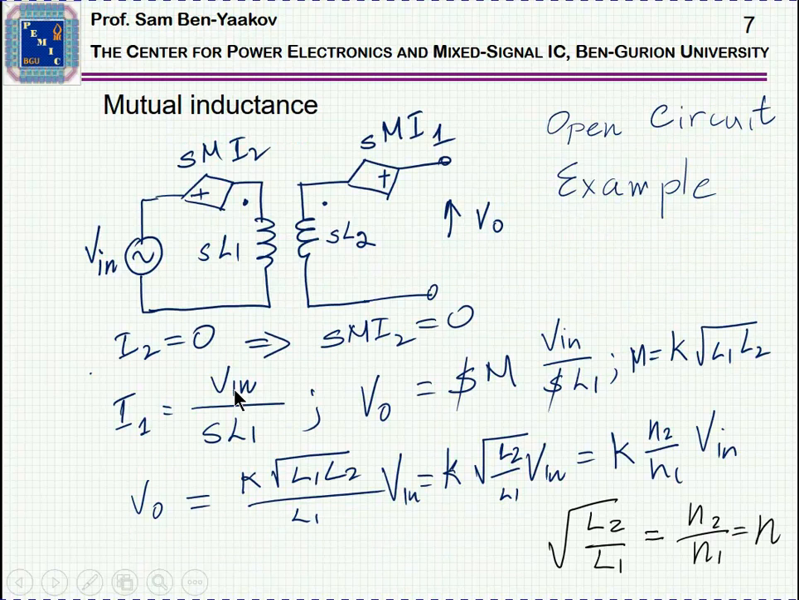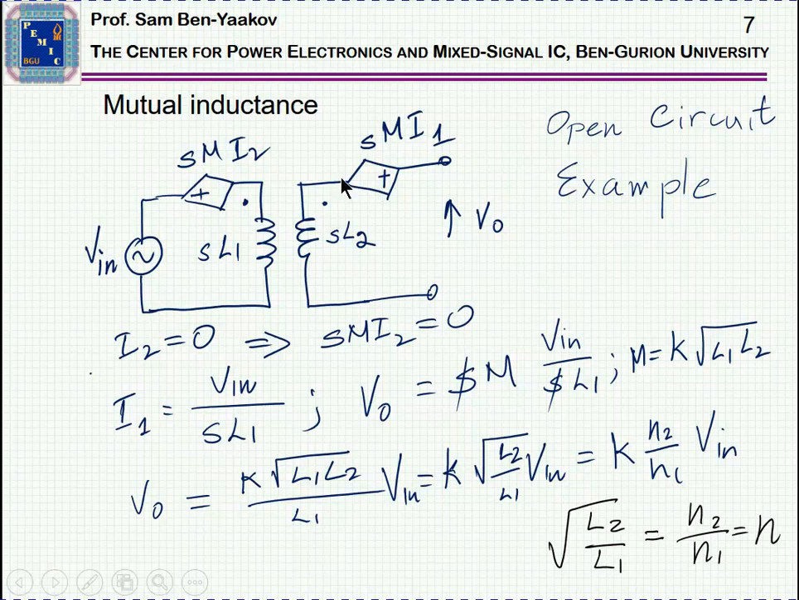So how do we use them? And I'm just showing a very simple example. We have an open circuit at the secondary, we have an excitation at the primary, and I'm trying to find out the ratio between V out and V in, or calculate V out as a function of V in.